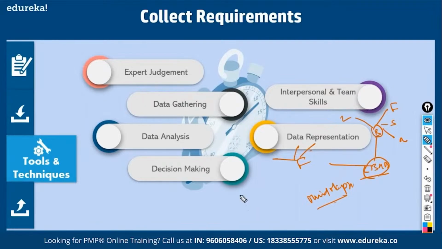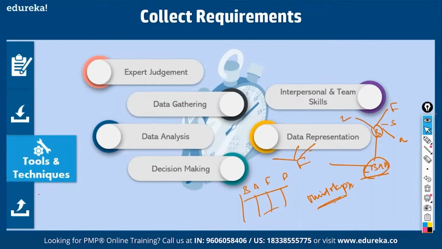Once you get all this data, you put it in homogeneous groups: all ideas relating to books, all ideas relating to audiovisual equipment, all ideas relating to furniture, all ideas relating to parking space. That is called affinity diagramming. You come up with mind mapping and affinity diagramming as data representation. So we have collected requirements. What do you come up with at the end of this process? You come up with requirement documentation.